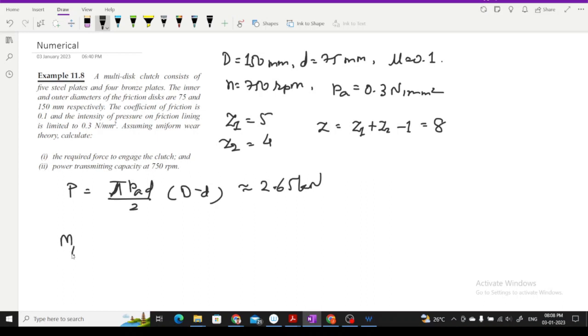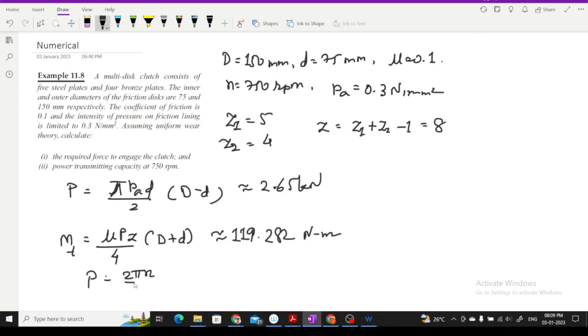Then you can calculate this frictional torque from this axial force, right? mu P Z into (D plus d) by 4. So it will come around 119.22 Newton meter. Correct? Yes or no? Yes, sir. Then power will be 2 pi N by 60 into MT. Right, this power is almost 9.4 kilowatt.